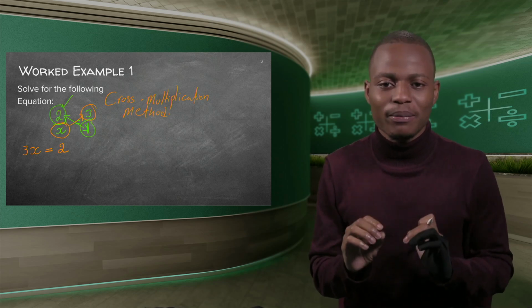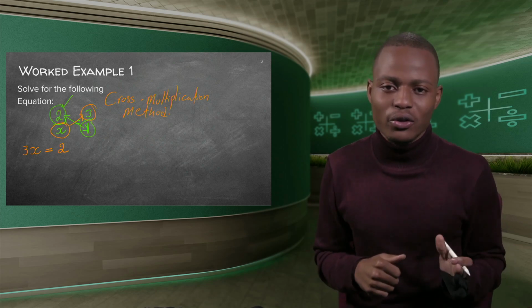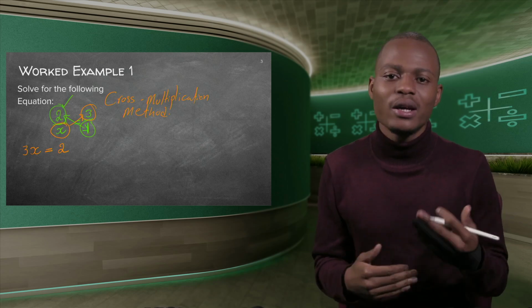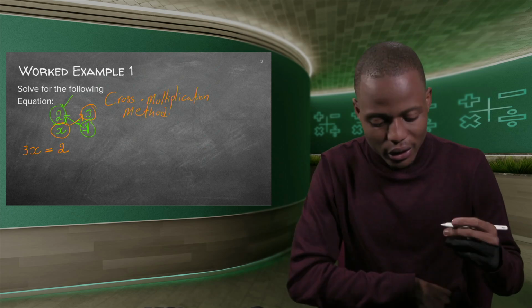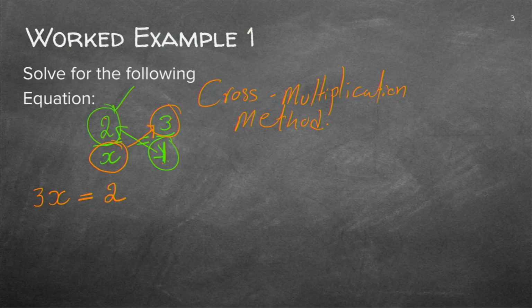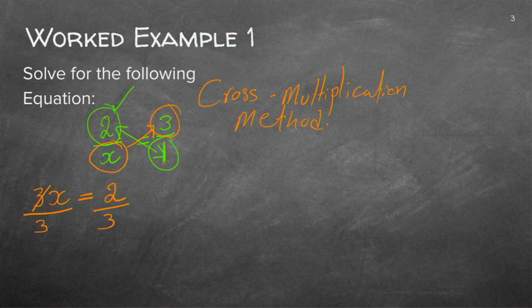So you simply divide by whatever value is attached to x. Whatever you do on your left, you must do on your right. As you can see, we have 3 with the x, so we divide by 3 on both sides. Whatever value is attached to x, we divide by that value. So the 3's cancel, you're left with x, and your answer is 2 over 3.